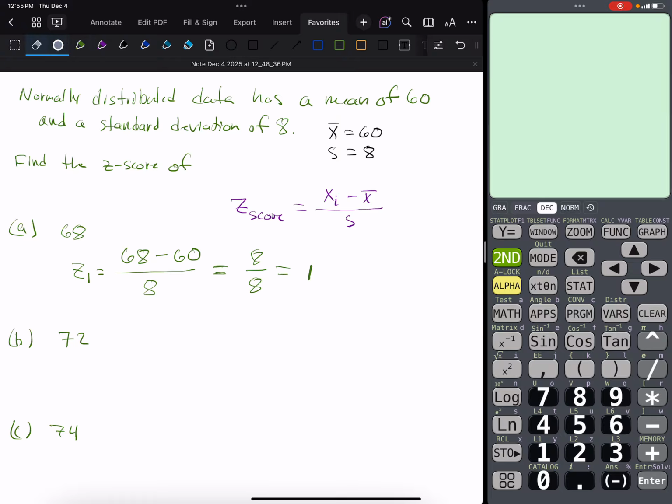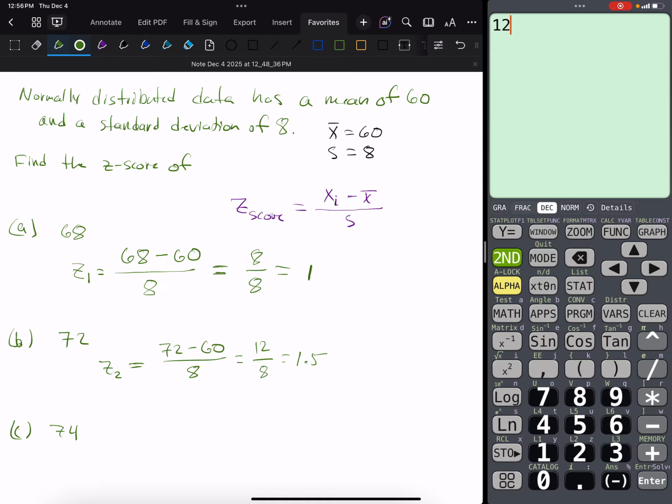Well, the next part of this problem. If I do the same calculation, but for 72, I'm going to call this Z2 just because this is the next one. You could call it ZB, whatever you wanted to subscript that. I'm going to have 72 minus 60 divided by 8. That's going to be 12 divided by 8, which is going to be 1.5, right? Because 12 is 4 more than 8, and so 8 over 8 would be 1, and then 4 over 8 would be a half. So it would be 1.5.